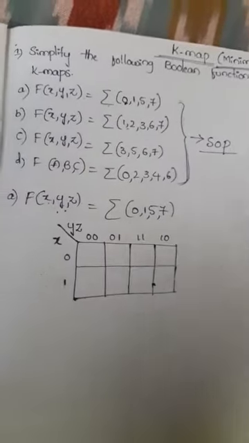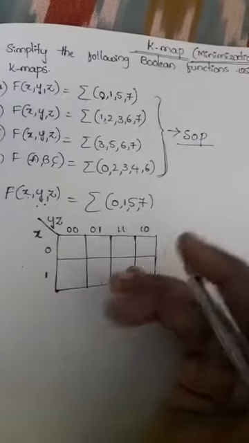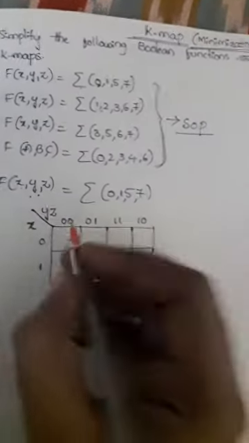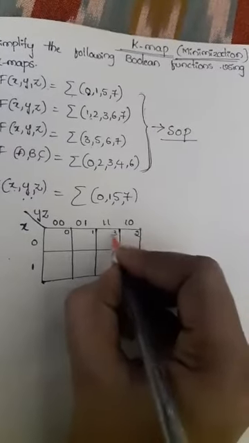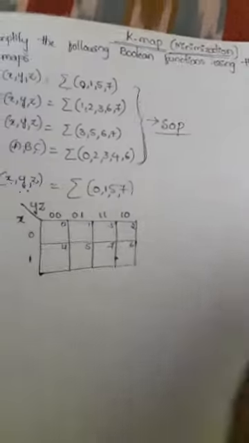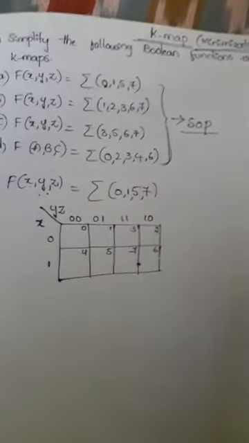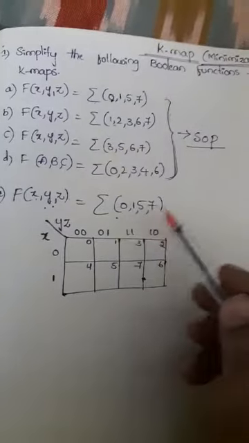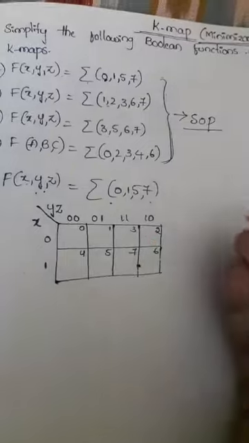Now after considering the K-map, the next step is to mention the cell numbers: 0, 1, 2, 3, and then 4, 5, 6, and 7. After indicating the cell numbers, the next step: it is already in SOP form, so what are the rules we have in SOP form?